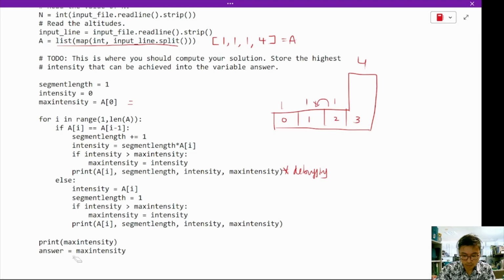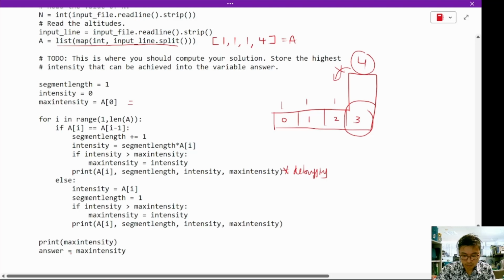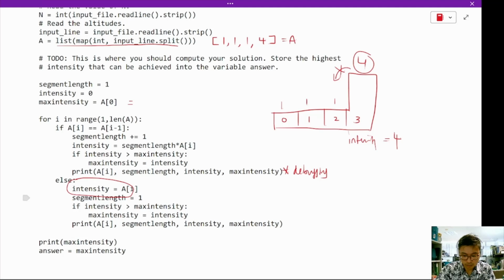Now what happens if we look at the next segment and it is different from the previous segment? So if A[i] is not equal to A[i-1], now we look at index 3, this altitude is 4, which is not the same as before. So if it's not the same as before, then the intensity will now be equal to this segment. So we set the intensity to be equal to 4. And then we reset the segment length back to 1, that means we're starting a new segment. So we set the segment length back to 1 again.